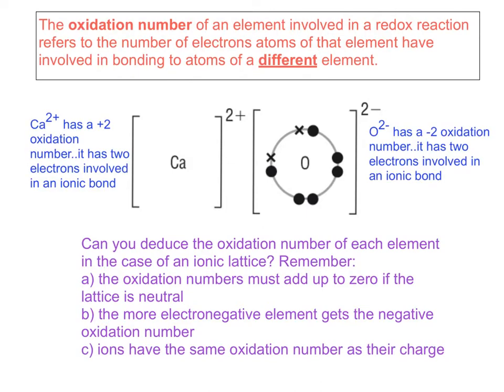So that must mean that calcium 2+ has a +2 oxidation number. It has 2 electrons involved in an ionic bond. The oxide ion, O2-, also has a -2 oxidation number. It has 2 electrons involved in an ionic bond. So the oxidation numbers must add up to 0 if the lattice is neutral. +2 and -2 is 0. The more electronegative element, in this case oxygen, gets the negative oxidation number. And the ions have the same oxidation number as their charge, which is what's happening here.